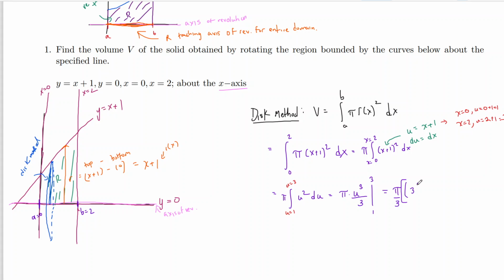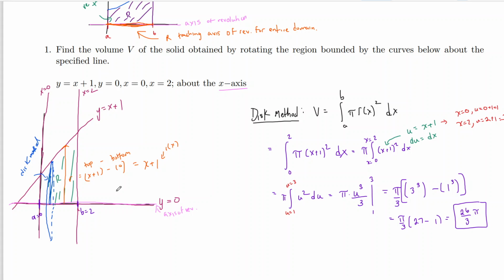So we got 3 cubed minus 1 cubed. So we take out the pi over 3, and we only have to plug in 3 and 1 to just u cubed, so it looks like this. We have pi over 3, and 3 cubed is 27, minus 1 cubed, which is 1, and that's 26. So we get 26 over 3 pi.